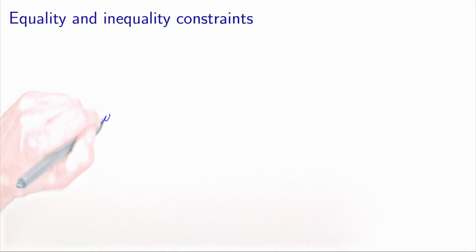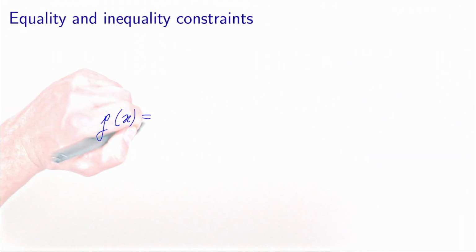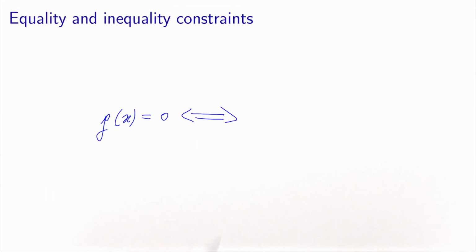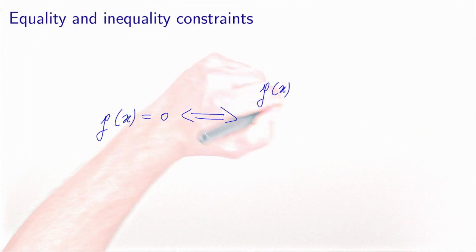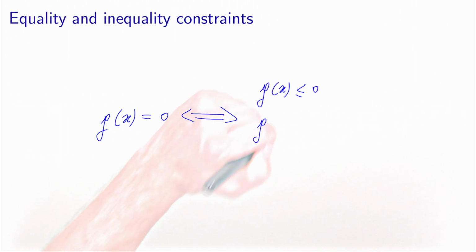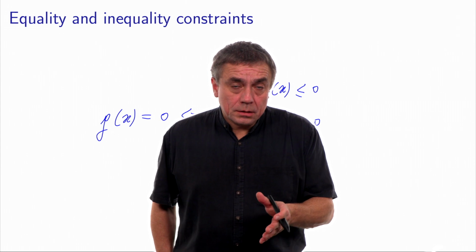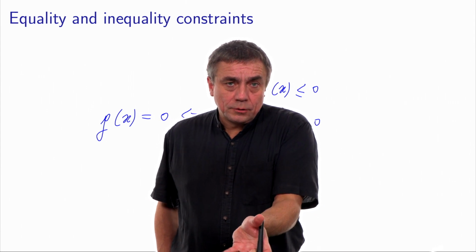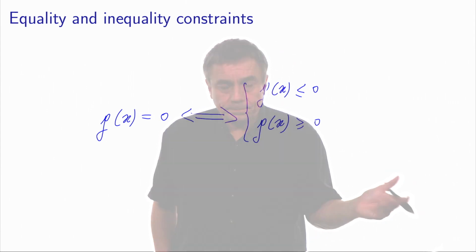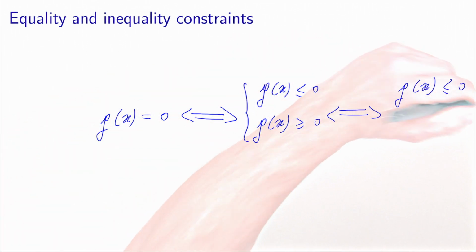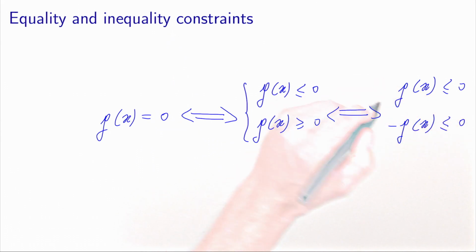So in my problem, I have a constraint which is, let's say, g of x equals 0, and I would like to write this using inequality constraints. But this is easy, so this is equivalent to the fact that g of x is less or equal to 0 and g of x is greater or equal to 0. Indeed, if these two constraints are verified together, it means that g of x is equal to 0. And if my software requires only inequality constraints which are less or equal, I can also write these two constraints.